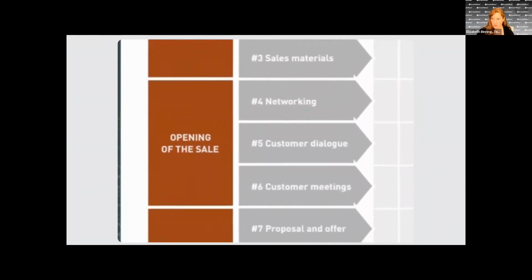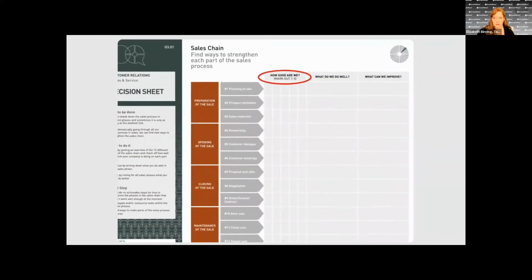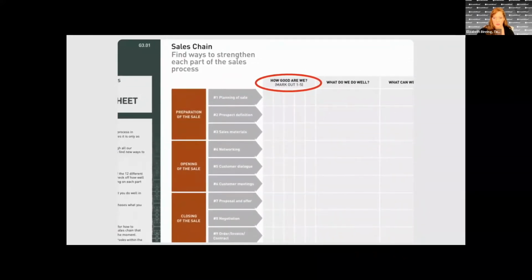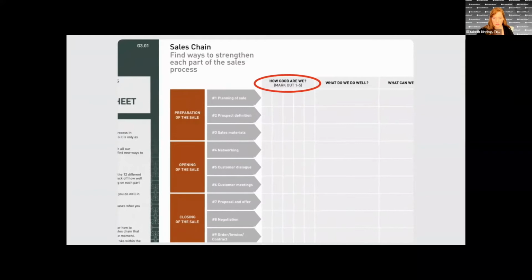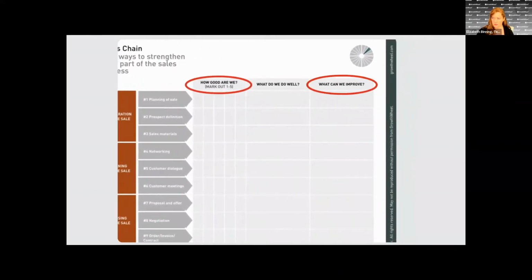Get started by gaining an overview of the 12 different parts of the sales chain. Then check off how well you think your company is doing on each part today. Continue by deciding who in the company will be responsible for each sub-process in sales. Some links in the sales chain may be outsourced. Finish by making suggestions for how to improve the sub-processes to strengthen the sales chain link by link.